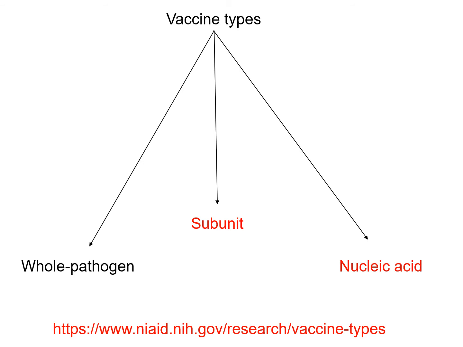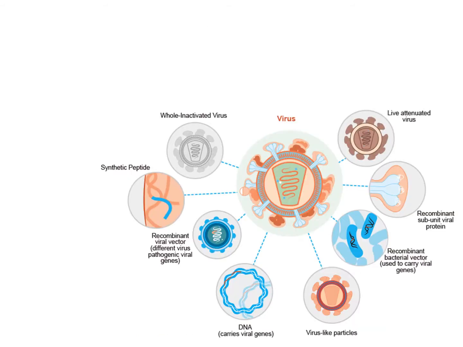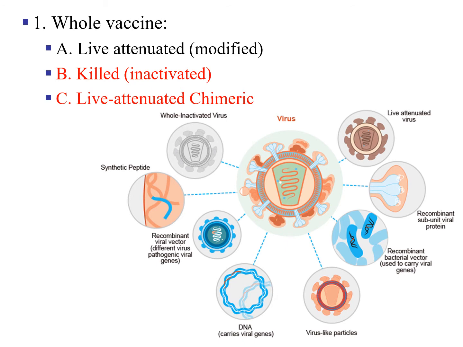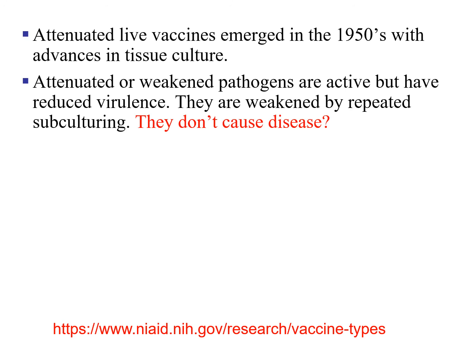We're going to give you the whole pathogen. So here's my concept map to show you where we're going. Today, we will only talk about the whole pathogen. The whole pathogen can be broken into three subgroups. The first one is a live whole vaccine. Then we'll talk about a killed vaccine. And then we'll talk about a live attenuated chimeric vaccine. The first one is living, but it has been modified. The modification reduces virulence. So when we modify it, it's called attenuated.